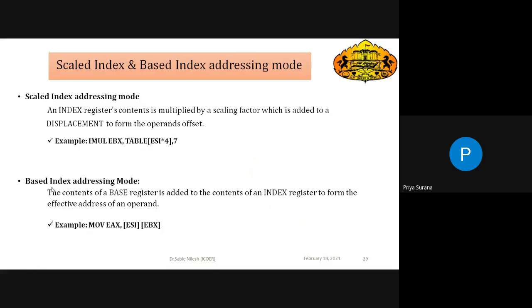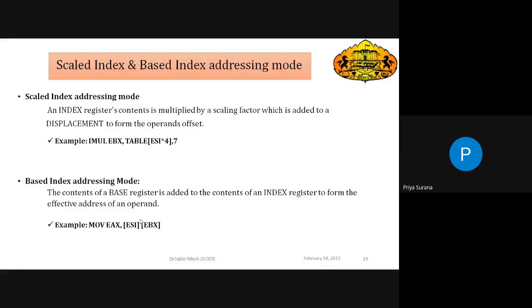Next is based index addressing mode. Here you can assume from the name that a base register and an index register will be used for calculation, or for taking the operand from a specific location. We will go through the definition. The content of the base register is added to the content of the index register to form the effective address of the operand.